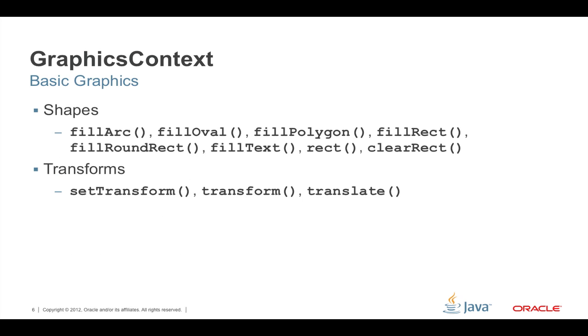We also have some other basic graphics type methods. So we can do things like fill arc, fill oval for circles or ovals, fill polygon for an arbitrary number of points on a polygon, fill rect for rectangles, round rect for round cornered rectangles, and fill text for text. And we can apply transformations so that we can manipulate things in the way that we want to in terms of translations. We can rotate, we can scale, and so on.